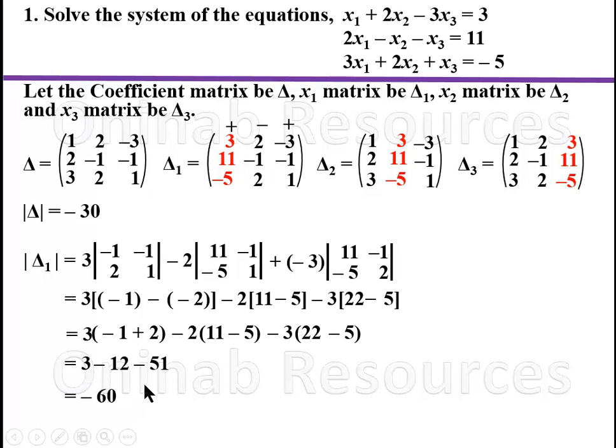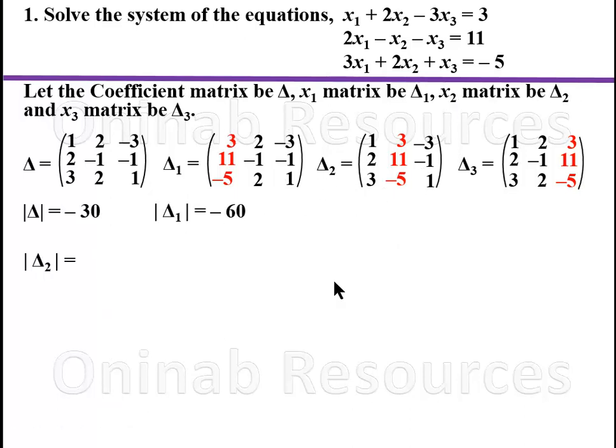Simplifying this, we have negative 60. That is the determinant of x1 matrix, which is delta 1. So the delta 1 matrix has a determinant negative 60. Go to x2 matrix, which is delta 2, and find the determinant. We assign in the first column positive, negative, positive. So we pick the first column now. The first element there is positive 1. So we have a 1. Delete the row, delete the column. We have 11, negative 1, negative 5, and 1.